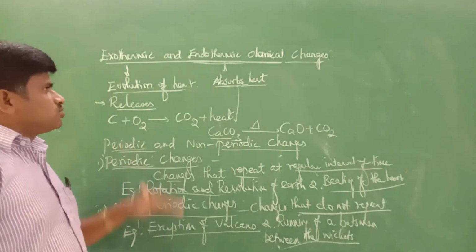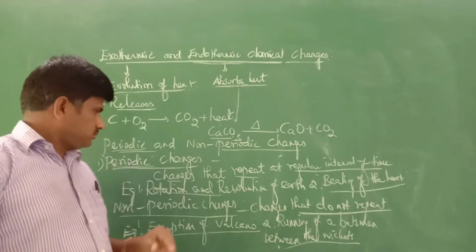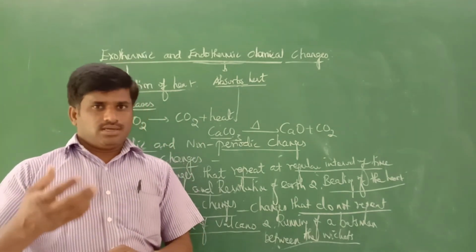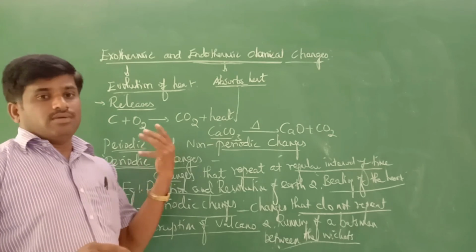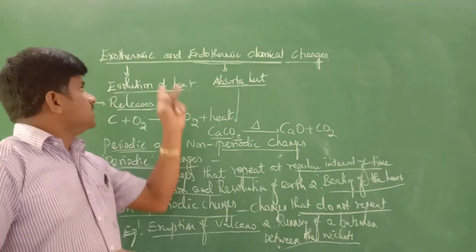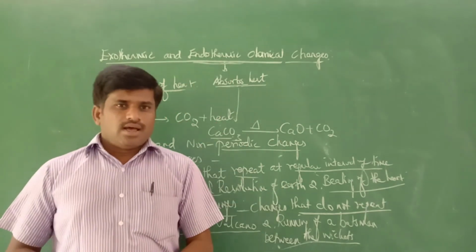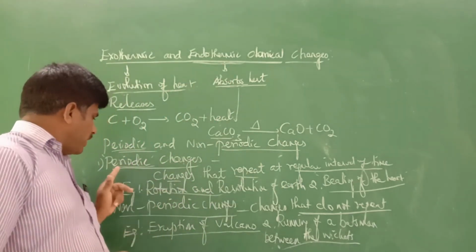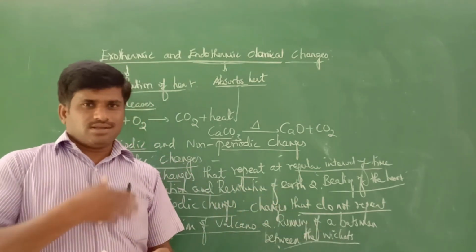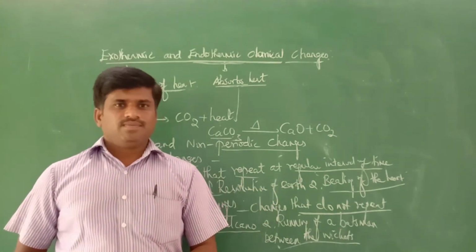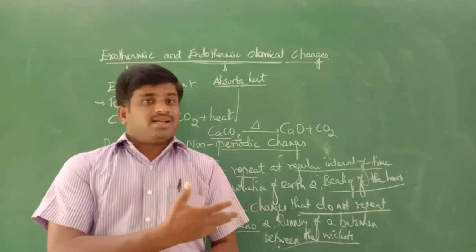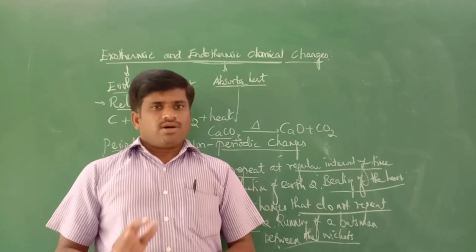So far, students, we have discussed the reaction between baking soda and lemon, and after that the conditions required for chemical changes, the exothermic and endothermic reactions. Now we have discussed periodic and non-periodic chemical changes. These are the topics we have completed. This is the last topic of this lesson, chemical changes. We have completed the lesson.